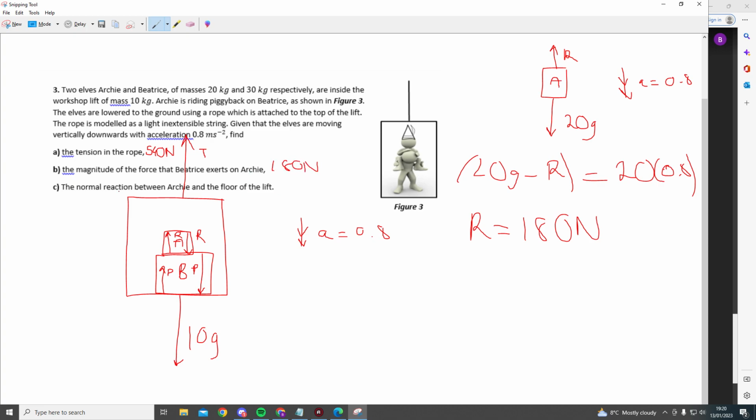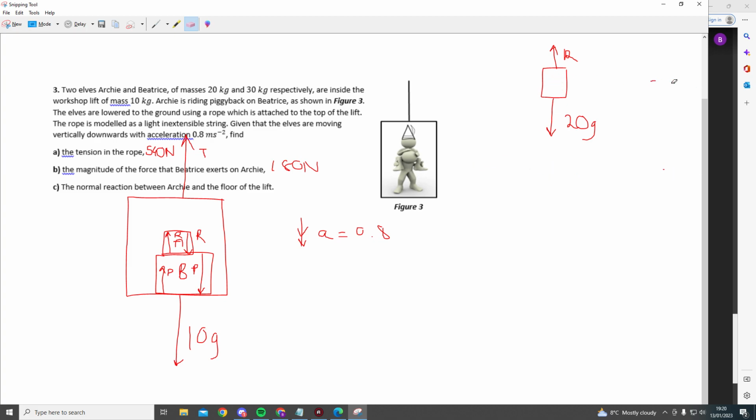Now, the normal reaction between Archie and the floor of the lift is just P, and so if we get our diagram back up of the forces acting on B, in fact I can just edit this slightly. So this is the forces acting on B now. We've got the weight of B, which is 30 times gravity. The force the lift exerts on B, which is P. The force A exerts on B, which is R, which we can actually substitute to be 180 newtons, as we just worked out.